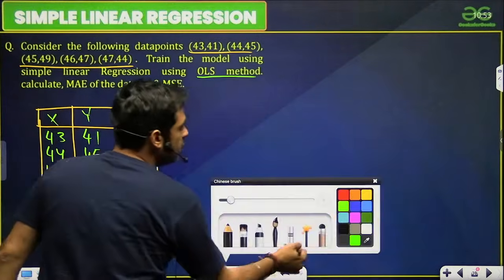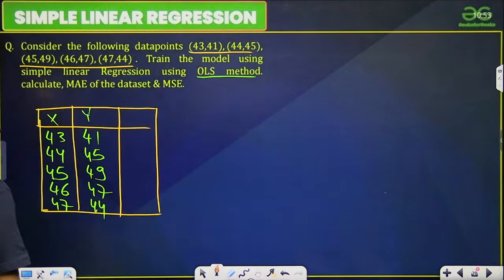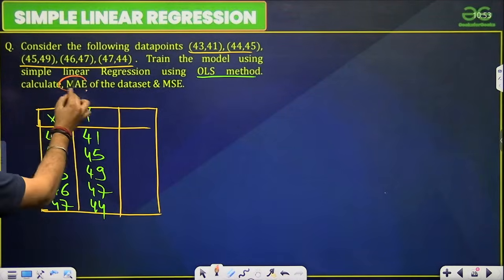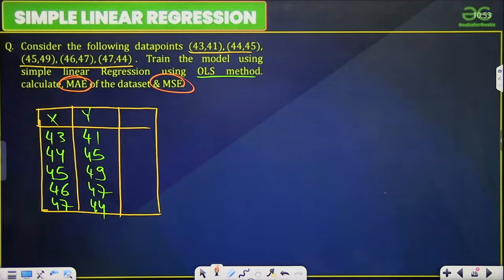So here in the OLS method, we again have to calculate the MAE and MSE of the data set. Firstly, we have to calculate the best fit line equation. For calculating this, just complete the table, that is the main thing that we have to do.